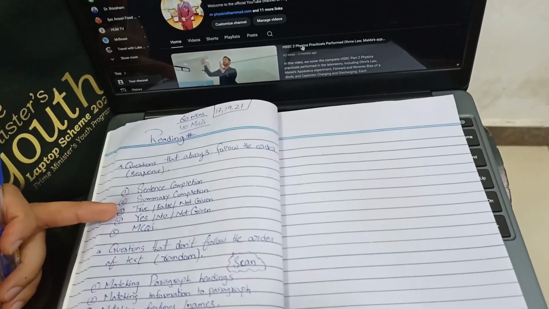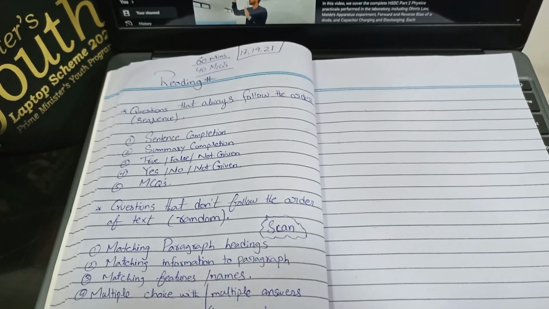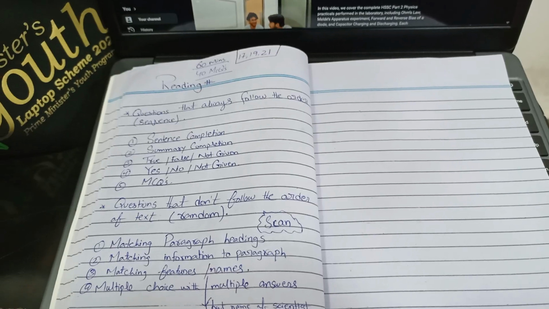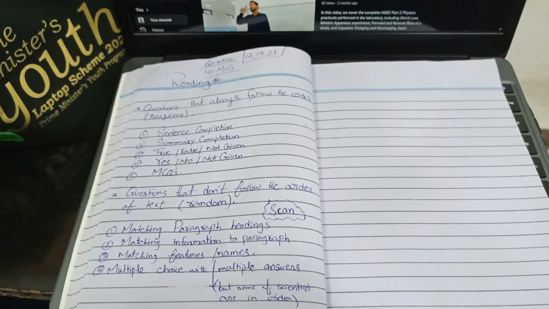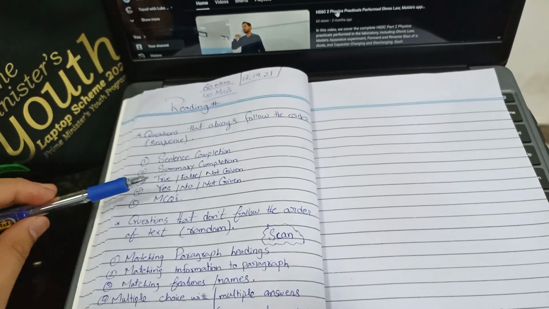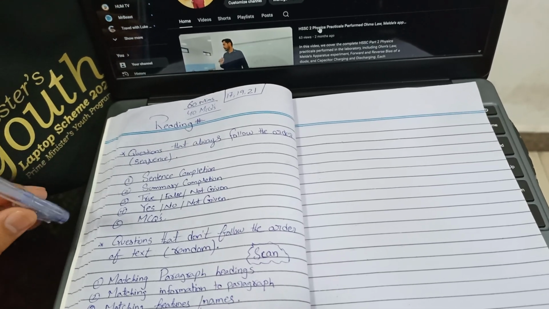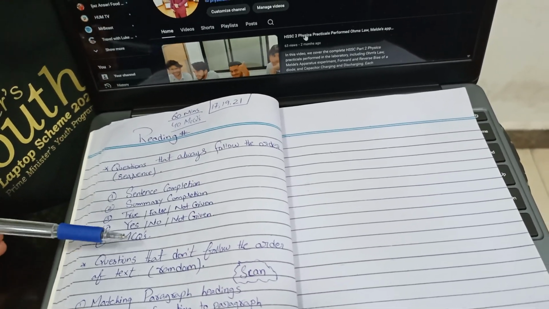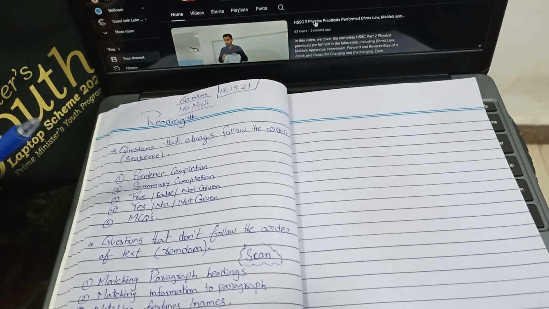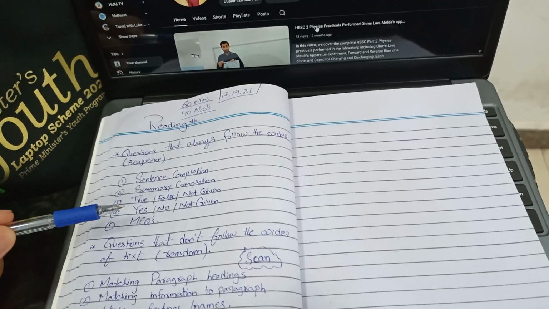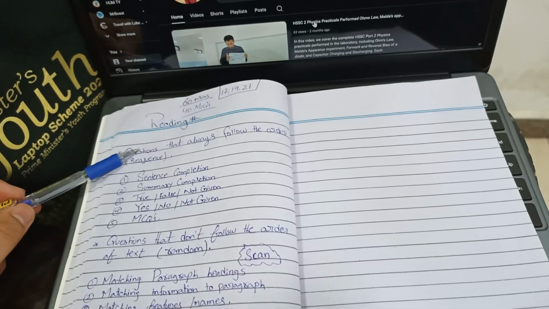Then there are some tough types of questions, called true false not given, as well as yes no not given. These questions are very tough for individuals, but how to tackle them we will also learn in our upcoming lectures. So in true false and yes no not given questions, the answers are also in order. This is a very good point. And last, MCQs might be multiple choice with multiple answers, or with a single answer. If it is a single answer, the answer will be in sequence in the paragraph.